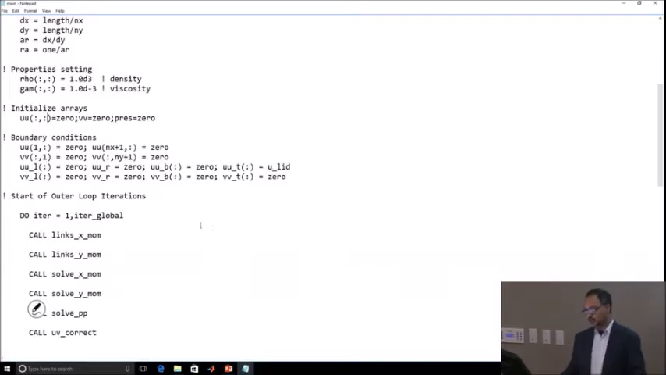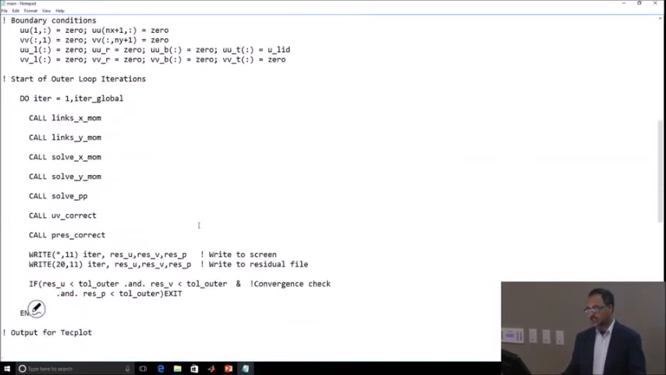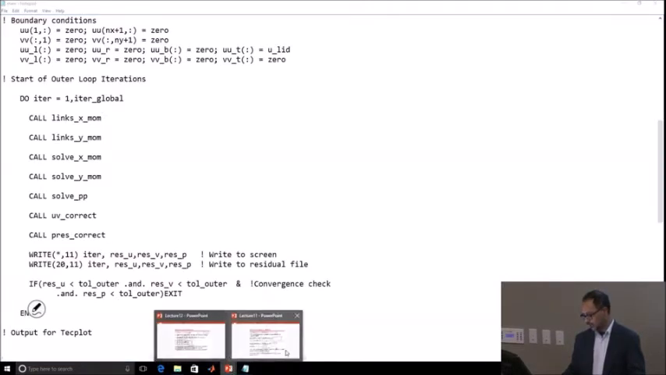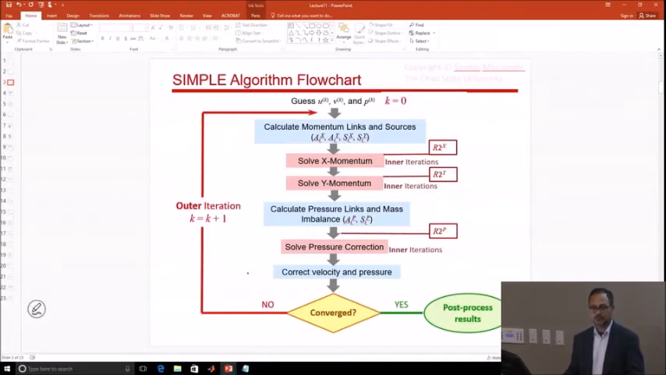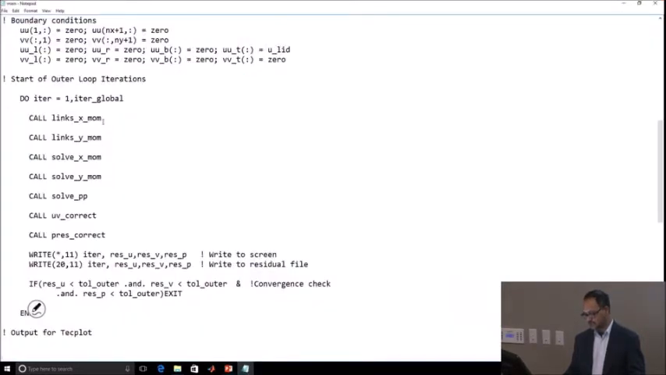So this is the main program, and in the main program there is nothing else. There is just a huge loop. This is your outer iteration loop. And this follows exactly what we had here. As you can see, it exactly follows what you have there. You're calculating link coefficients, x and y momentum. You have to do it separately because the interpolations are different, remember, for a staggered mesh. So that's why you cannot combine them.